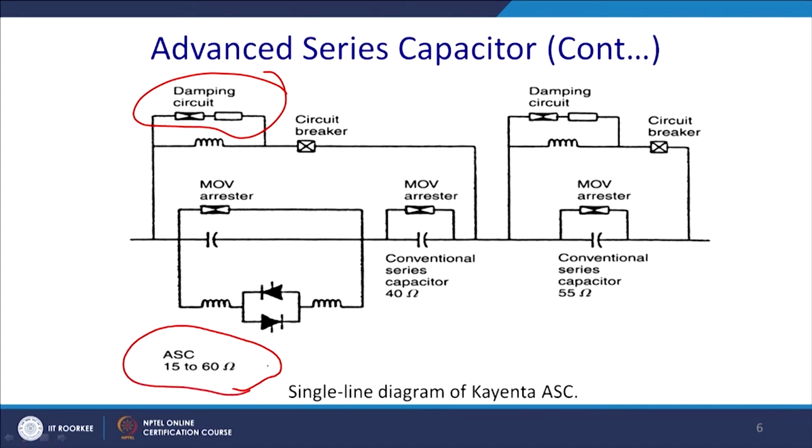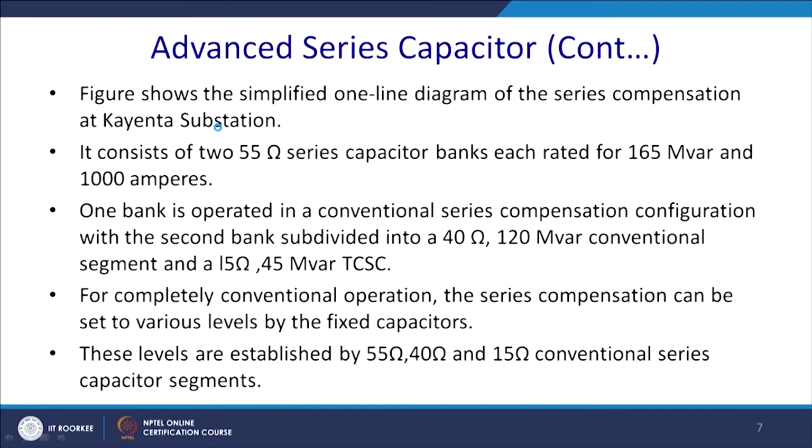whose impedance can be changed from 15 to 45 ohm, and thereafter you have a conventional series capacitor placed in the line, and you have a circuit breaker placed with an inductor, and you have also a circuit breaker placed with an inductor, and this is the damping network, and this is basically the single line diagram of this FACTS device. The figure shows a simplified one line diagram of the series compensation in this Kayenta substation.